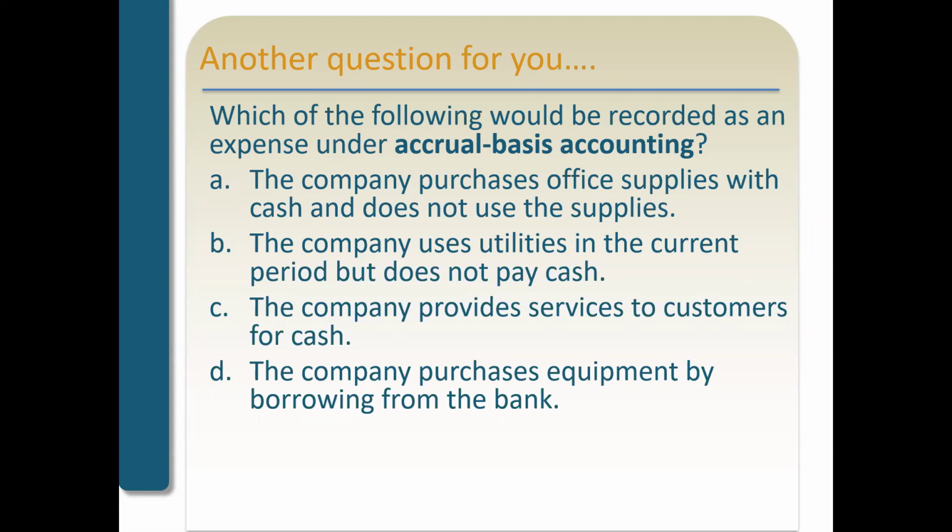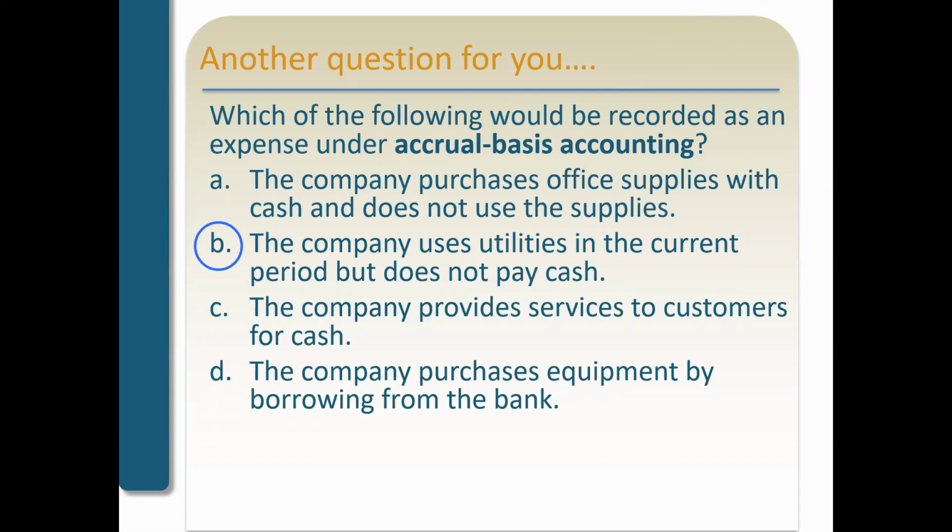B. B. Any other ideas? Anyone else? B is perfect. You are exactly right. B, the company uses utilities in the current month but does not pay cash. We don't care about if we paid cash or not. Did those expenses happen in that month? Yes, they did. They were used up in that month, therefore we write them off.